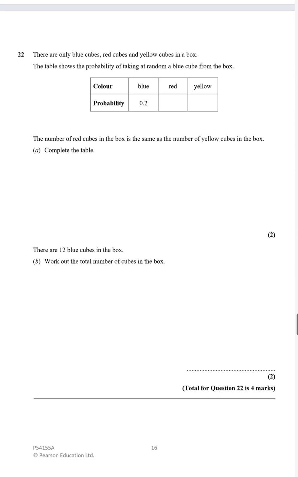Question 22. There are only blue cubes, red cubes, and yellow cubes in a box. The table shows the probability of taking at random a cube from the box. It shows that blue is 0.2. The number of red cubes in the box is the same as the number of yellow cubes. I'm therefore going to label these as x and x to show that I know that they are the same size. I'm also going to put at the end of my table equals 1. We know that when we have probabilities, they're all going to have to add up to 1. I can therefore say 0.2 plus x plus x equals 1.